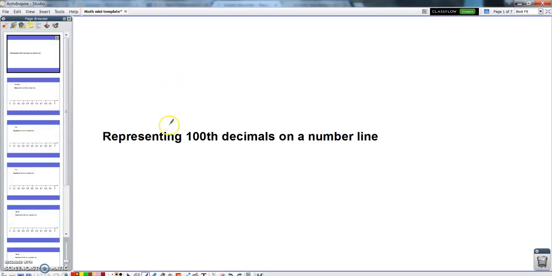Welcome back, 4th grade. Today we'll represent 100th decimals on a number line. We did 10th decimals yesterday, 100th decimals today. So find that page, turn to the next one, give yourself a new title in your math notebook, and when you are done, close it up and listen with me.